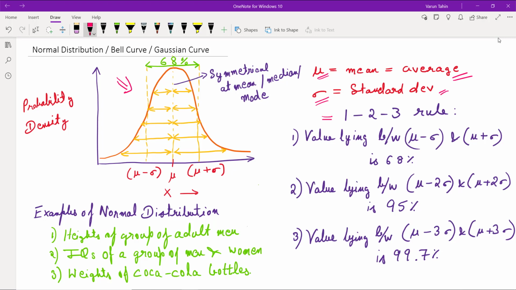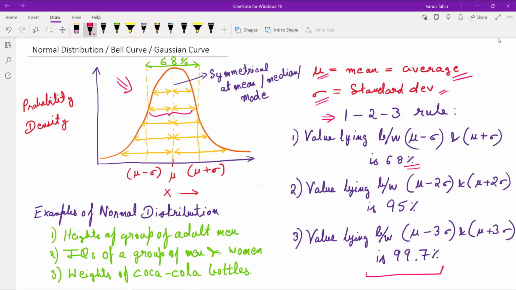We will look at this at a later stage, but for now you have to remember the 1 to 3 rule, which is applicable with normal distribution. It says the value lying between mu minus sigma and mu plus sigma is 68%. That means 68% of the values or random variables are concentrated between mu minus sigma and mu plus sigma, which is this region. Then the value lying between mu minus 2 sigma and mu plus 2 sigma is 95%, and the value lying between mu minus 3 sigma and mu plus 3 sigma is 99.7%. So the majority of the values lie in this region.